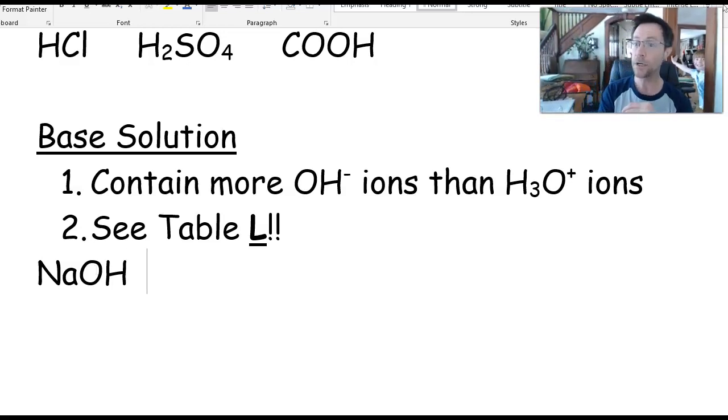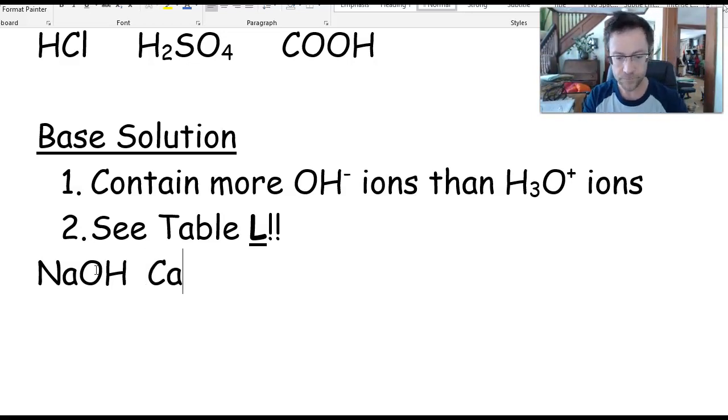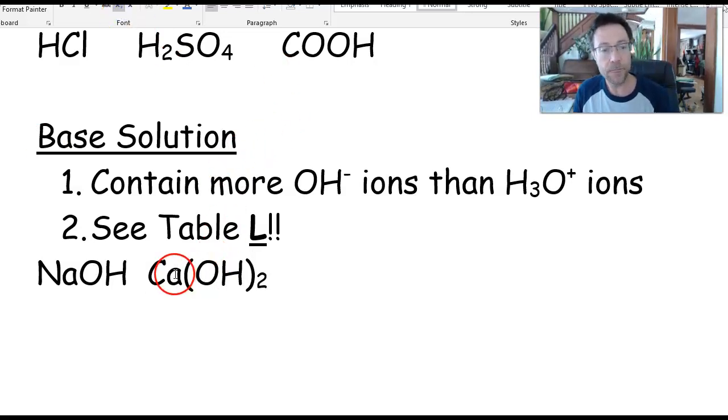Another really common one. Hey, Wyatt, what's up, bud? This one. Ca(OH)2. That is calcium bonded to hydroxide. We call that calcium hydroxide. That's a base. Do you see how complicated that is?